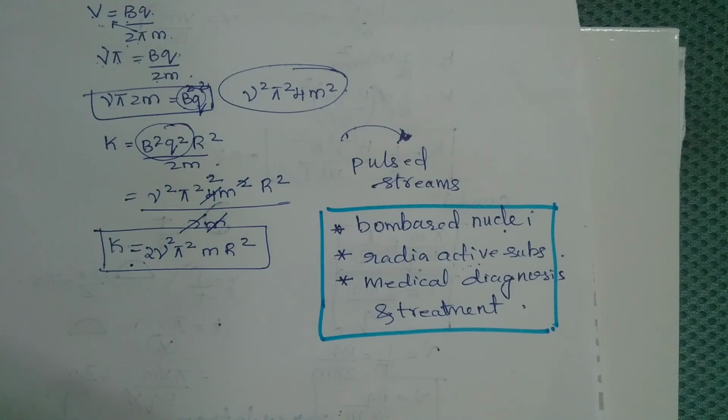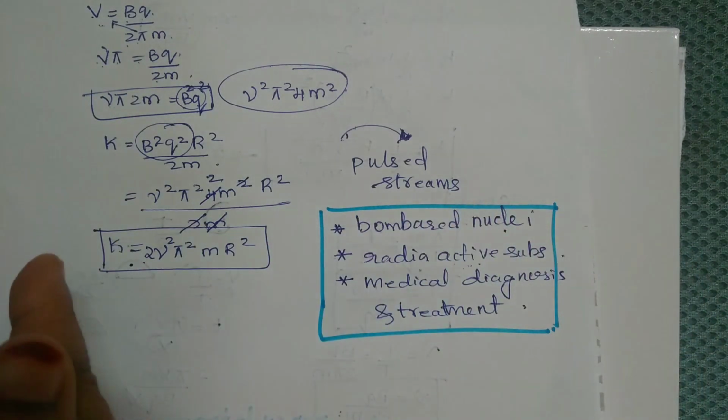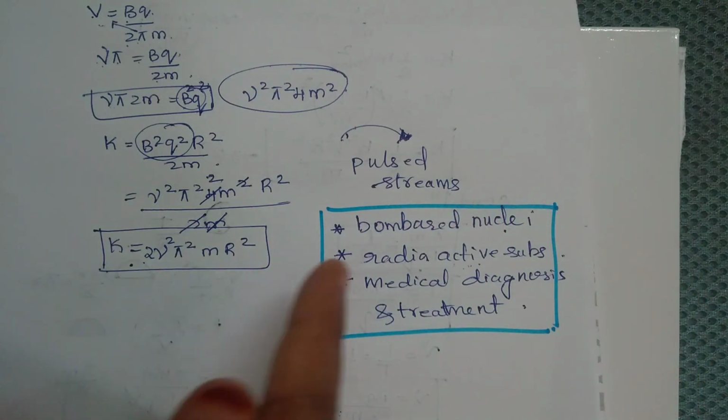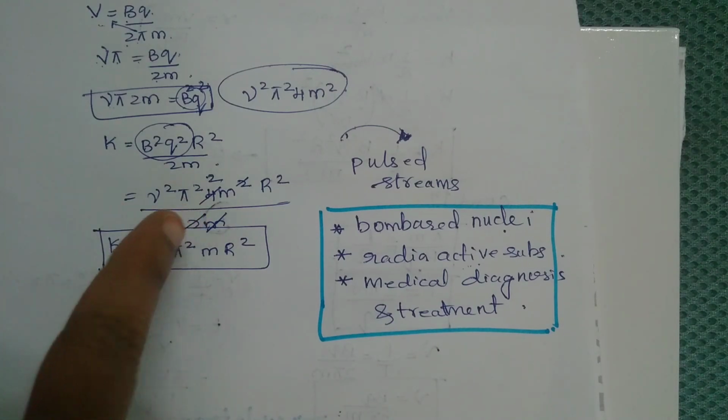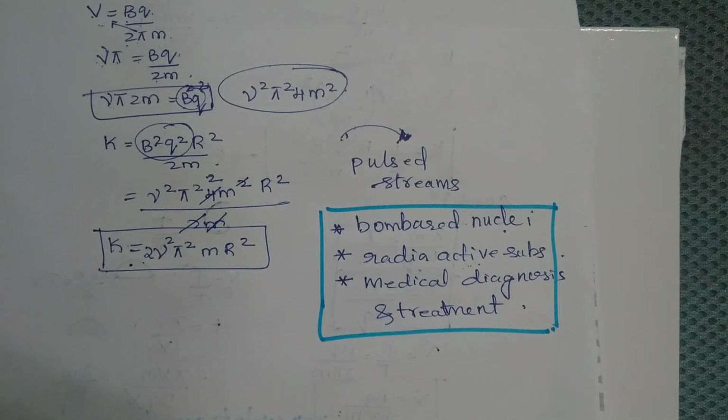So out of the cyclotron, one question is for sure in GPSTR or HSTR. In HSTR they can ask you what is the final kinetic energy, or they will ask what are the uses of the cyclotron, or they can ask whether the positively charged ions or the negatively charged ions are used in the cyclotron. So your answer should be the positively charged ions.